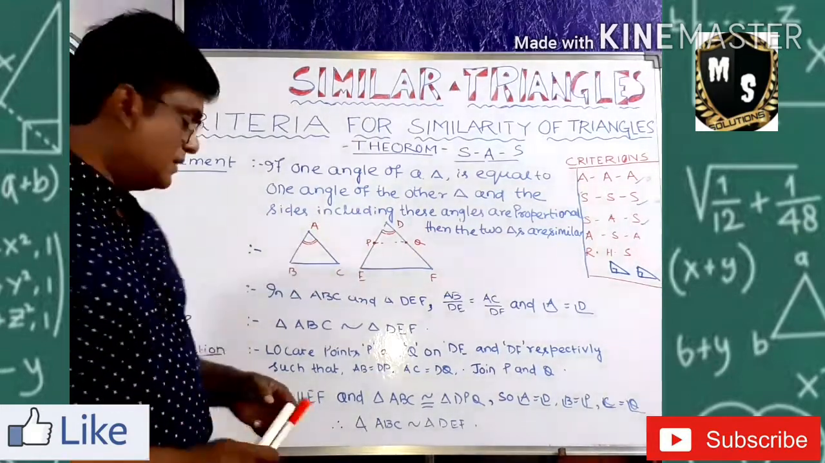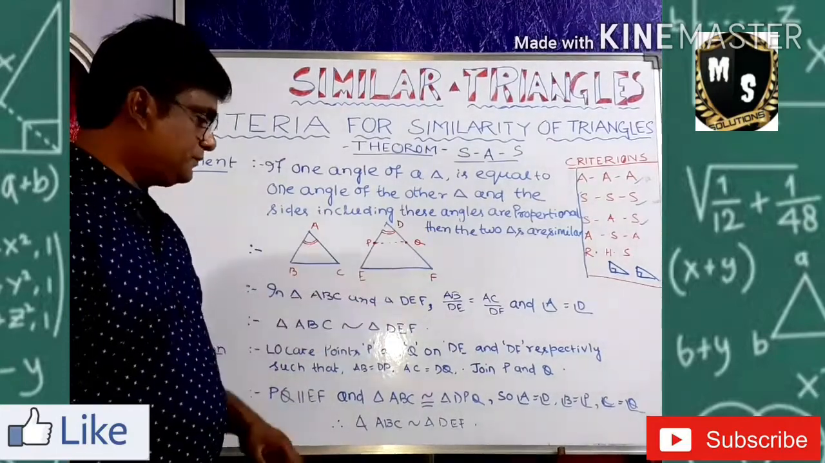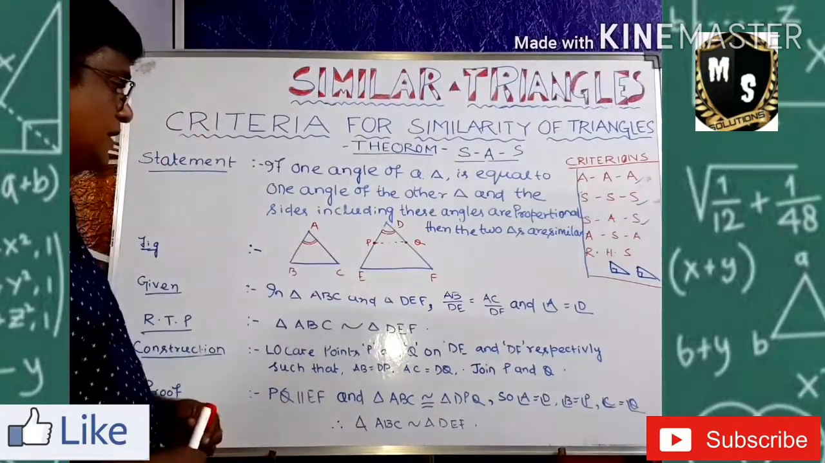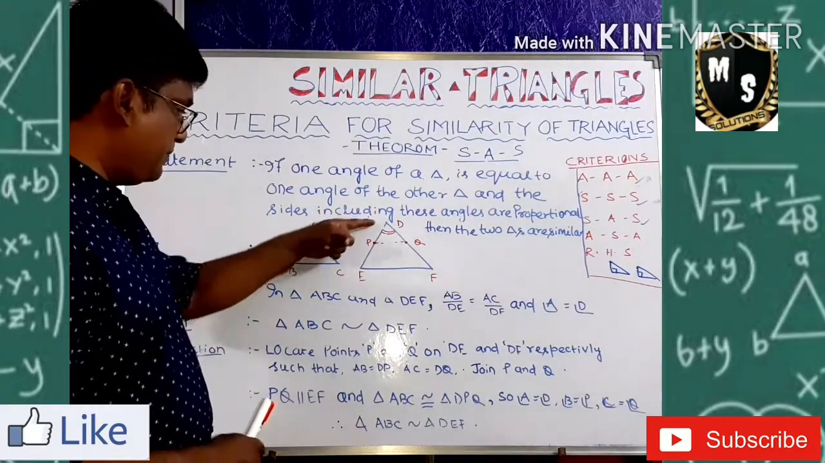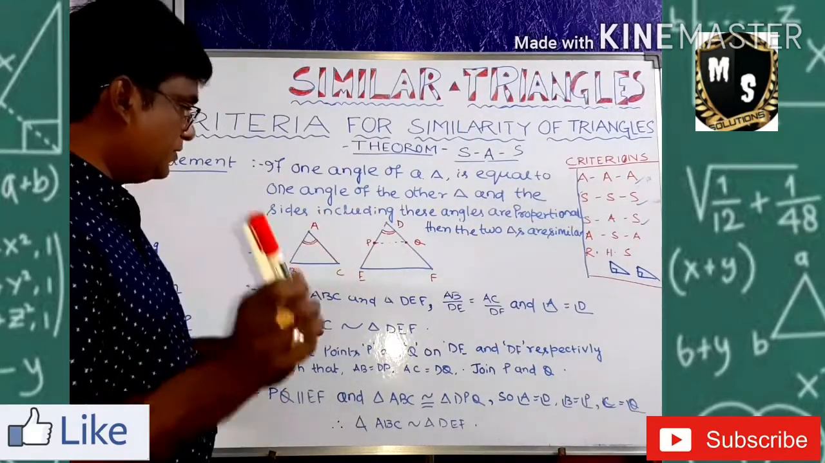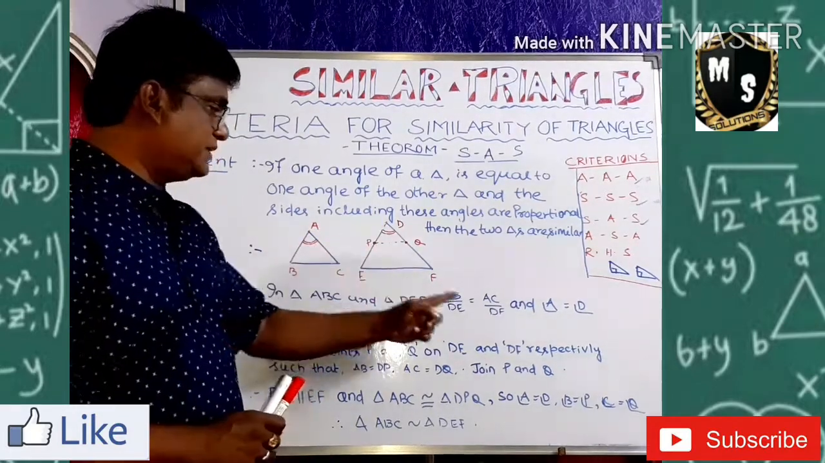Let's prove it. Now go for the proof. PQ is parallel to EF. Why is PQ parallel to EF? Because look, what is given to you? AB by DE is equal to AC by DF. It is given to you.